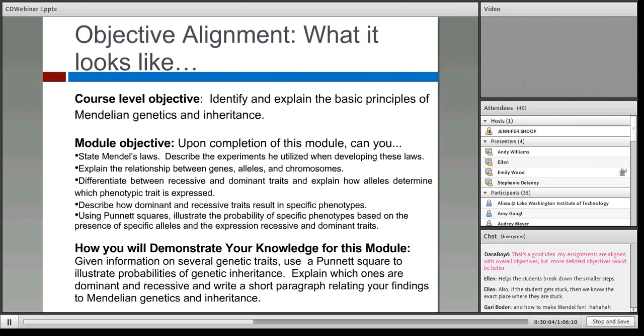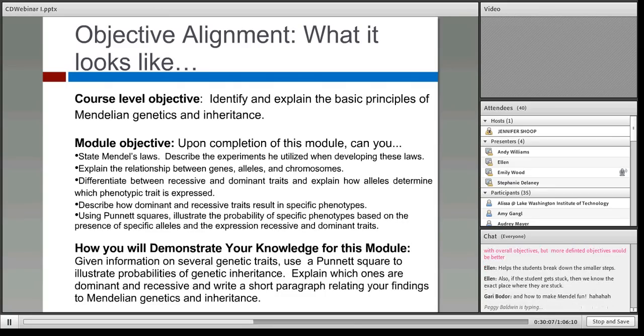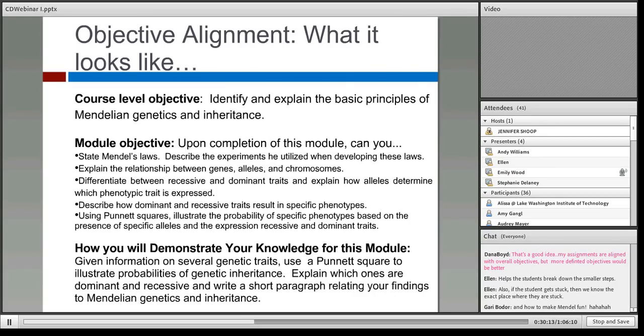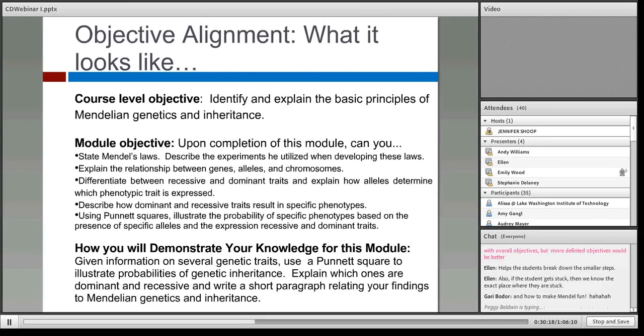And how to make mental fun. Yes. And then how will the students demonstrate their knowledge of this? Well, we're actually going to have them do something. We're going to have them use a Punnett square to illustrate probabilities of genetic inheritance. So that really gets at, yes, I'm able to explain Mendelian genetics, and I'm able to show you what that looks like. And then to have them do some critical thinking, explain which ones are dominant and recessive, and write a short paragraph relating your findings to Mendelian genetics and inheritance.